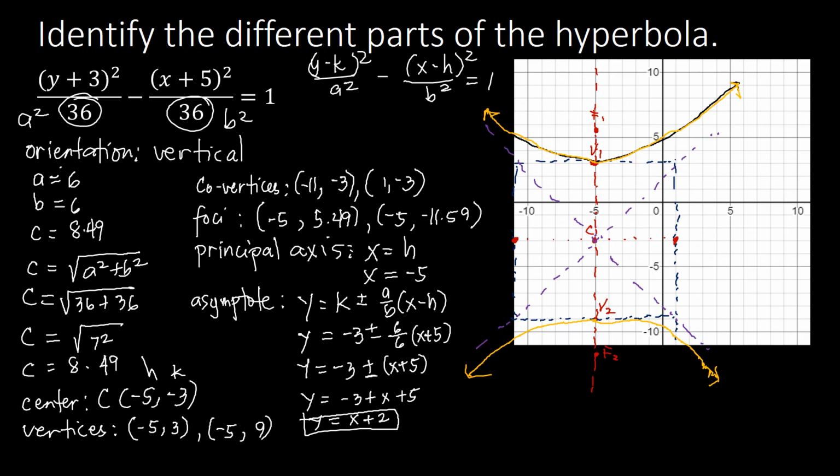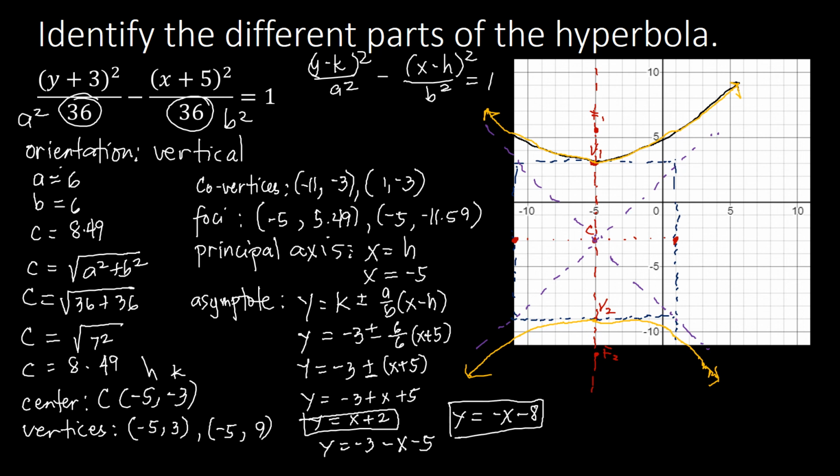Next, the other equation here is y equal to -3 minus, since this is a minus, we are going to distribute the negativity inside. So this will become -x minus 5. Simplifying that one, this is now y equal to -x, and then -3 minus 5, that's -8. So this is another equation of the asymptote.